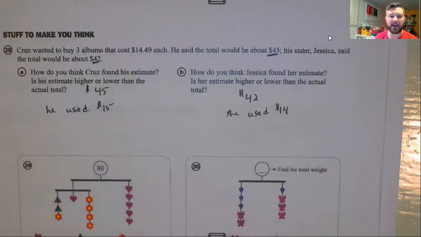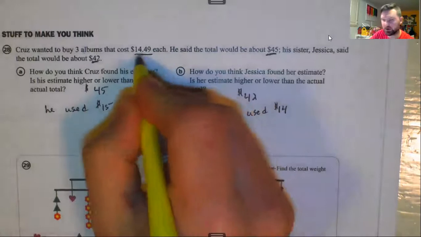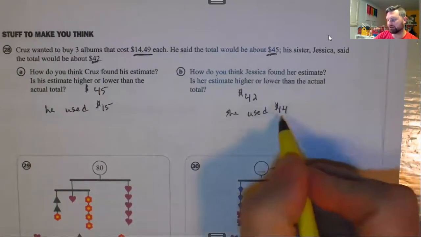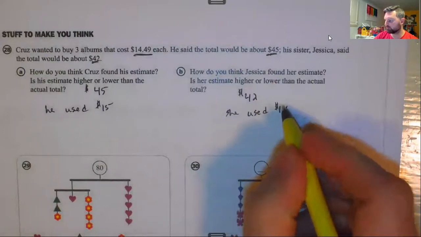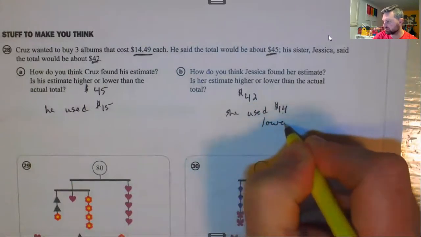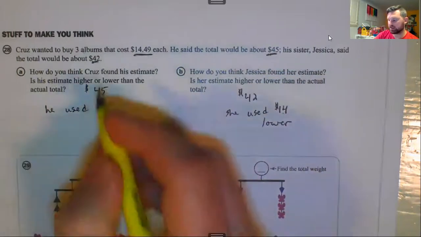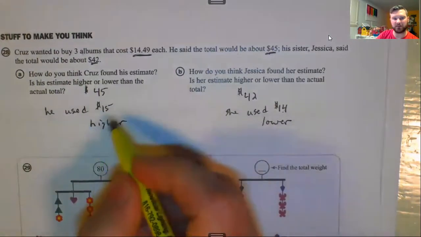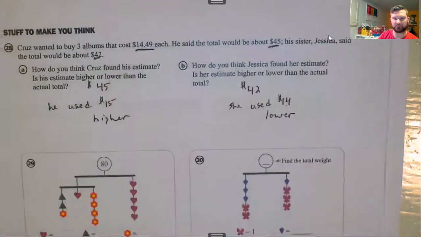And what you need to look at is the original number, okay? Which one is that closer to, 14 or 15? It's 14.49, and we're talking about dollars, so 50 cents is actually halfway, so it's one less than 50 cents. So it's actually closer to a 14 than it is a 15. So her estimate is closer, but it will still be lower than the actual total because she rounded down. His will be higher because he rounded up. And he will be further away because he went to the number that was further away. Okay.